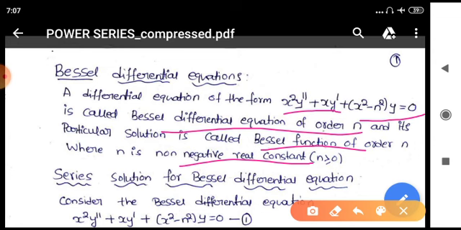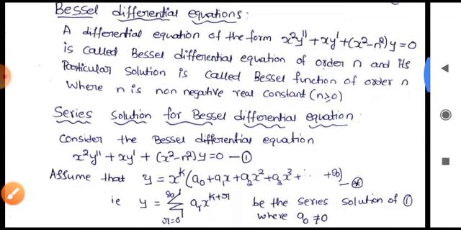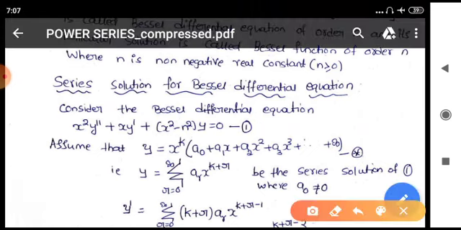Now we shall find the series solution for Bessel differential equation. For that, consider the Bessel differential equation x square y double dash plus xy dash plus (x square minus n square) into y equal to 0. Call this equation 1.